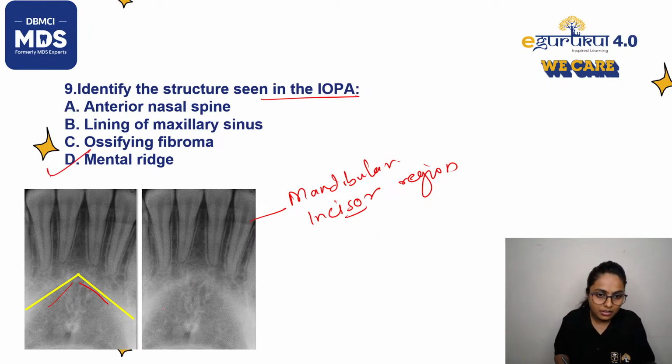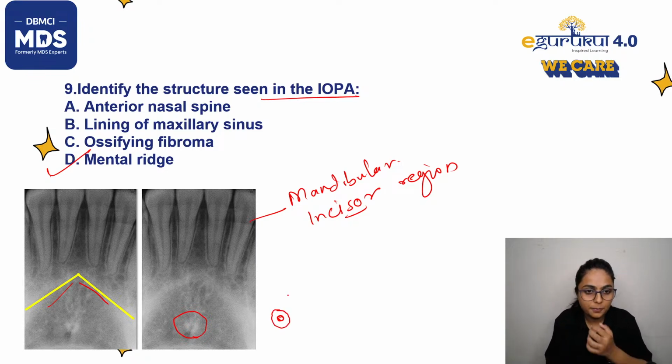And below the mental ridge, we have a radiopaque structure which is called the genial tubercle. This also can be asked. And inside it there is a radiolucent foramen, which is the lingual foramen. And the radiopaque structure surrounding it is the genial tubercle.